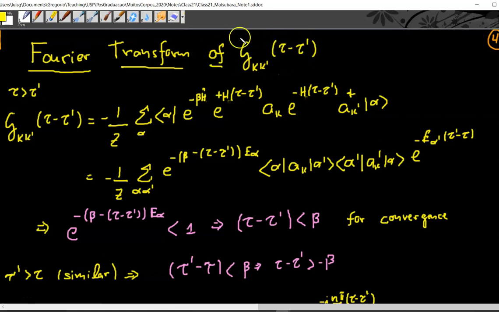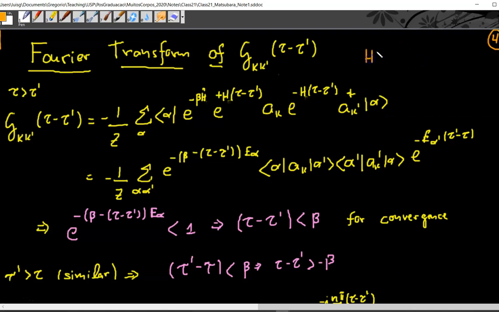some very general considerations of the Fourier transform of these Matsubara functions, Green's functions in general, all right? So let's again start with a case where tau is larger than tau prime. So I have the order of A_k and A_k prime. Here I'm considering, say, a non-diagonal Green's function just for illustrative purposes. But let's look at what's going on inside this trace. So this could be, say, a sum over eigenstates of H.